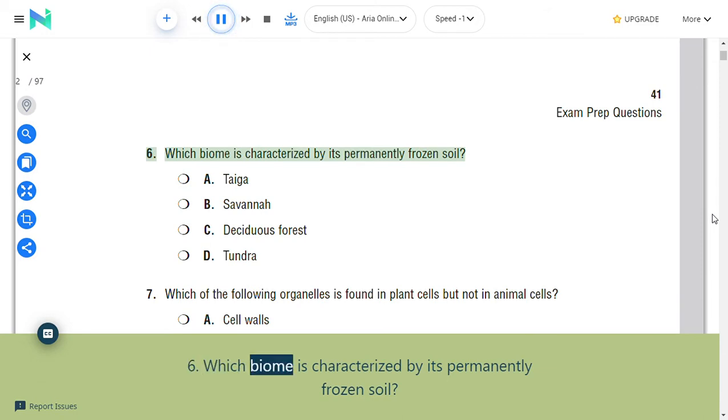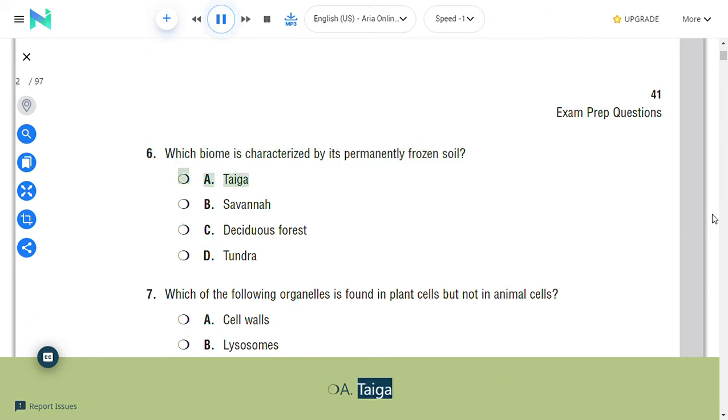6. Which biome is characterized by its permanently frozen soil? A. Taiga. B. Savanna. C. Deciduous forest. D. Tundra.